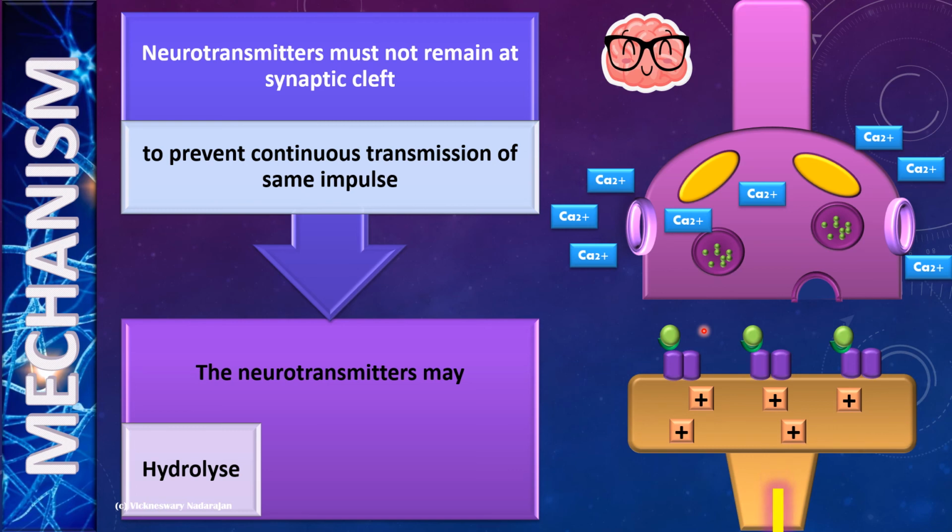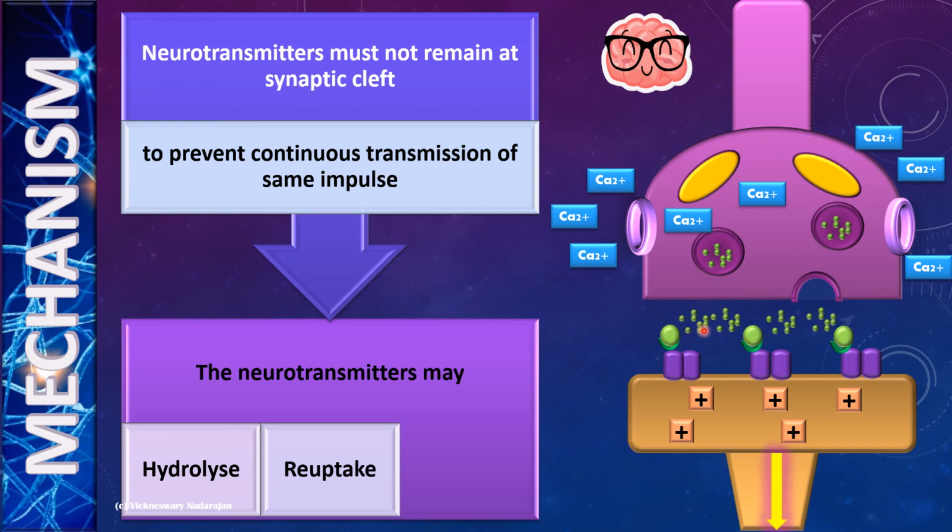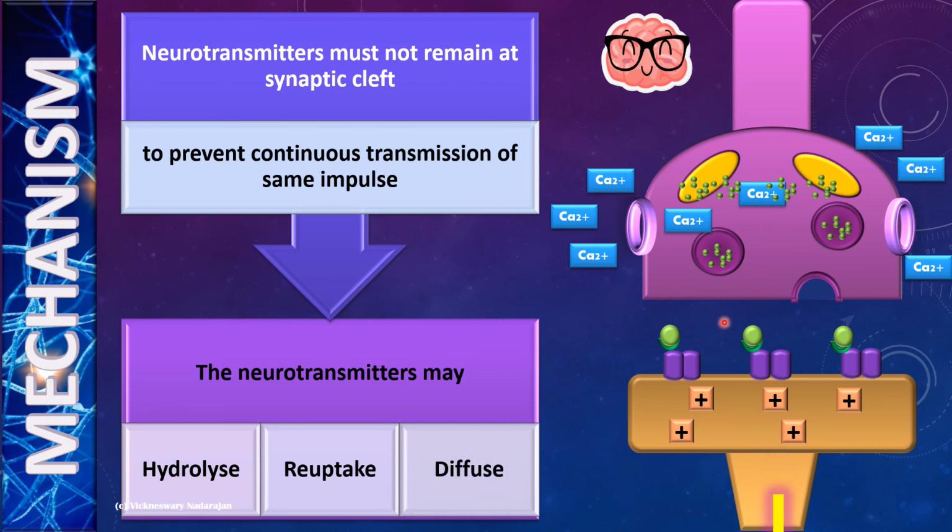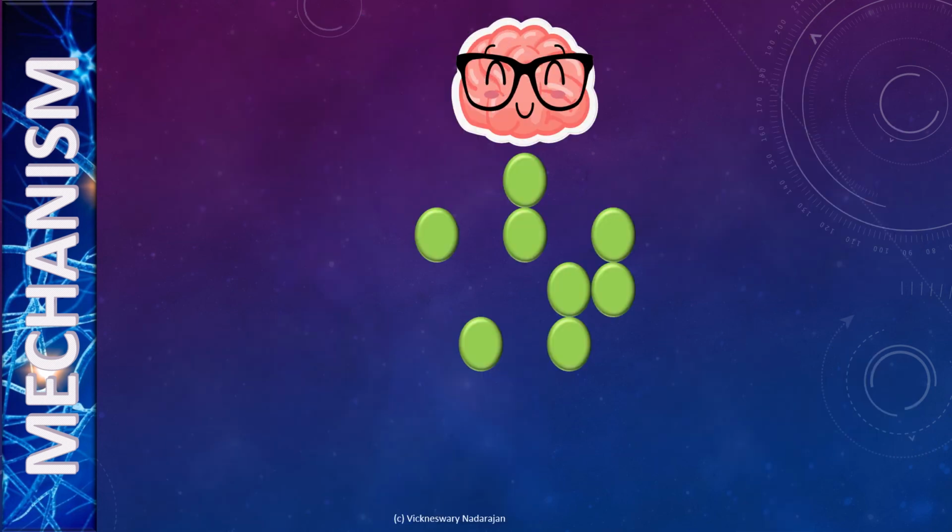The second way of removal is an active process which requires ATP, that is called reuptake. So these neurotransmitters will be transported back into the synaptic knob for reuse. The third way does not require energy, that is by diffusion down concentration gradient. So the neurotransmitters will diffuse out of the synaptic cleft into the outer space. The third method of diffusion is a simple one, but I will go into a little bit on the process of hydrolysis and reuptake.